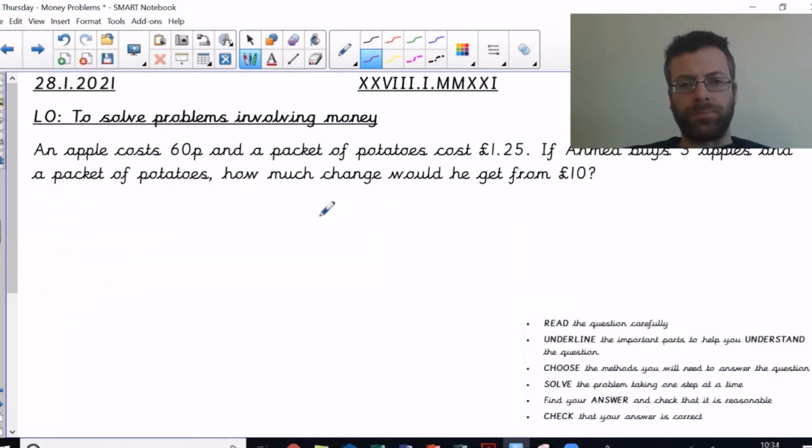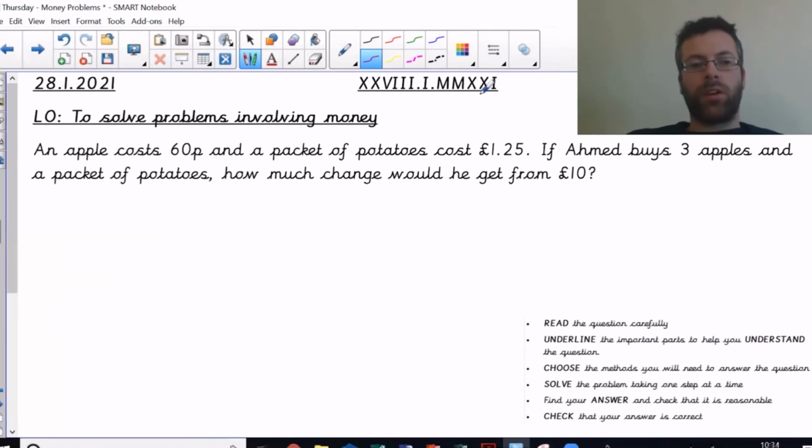Right, let's look at this problem. An apple costs 60p and a packet of potatoes costs £1.25. If Ahmed buys 3 apples and a packet of potatoes, how much change would he get from £10?